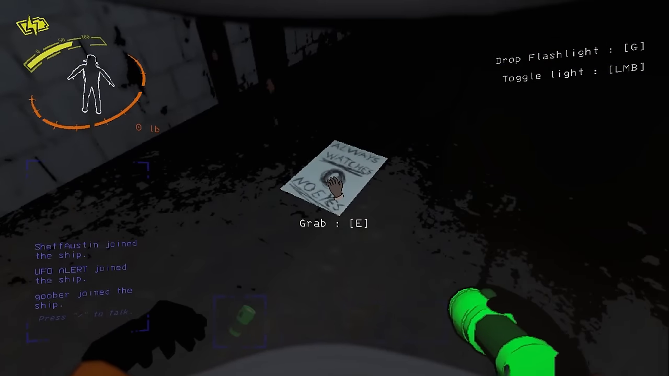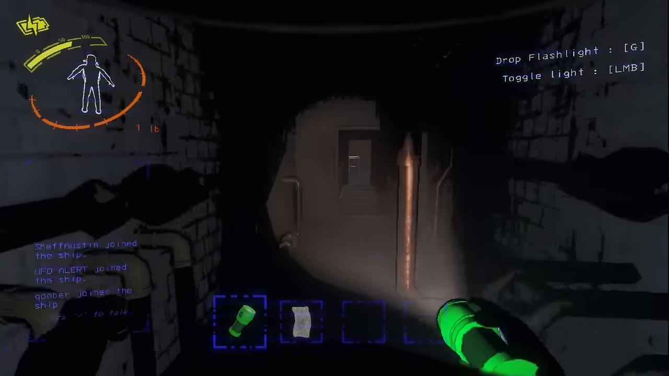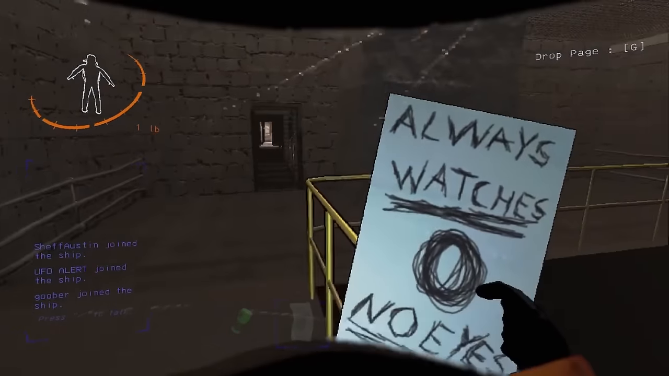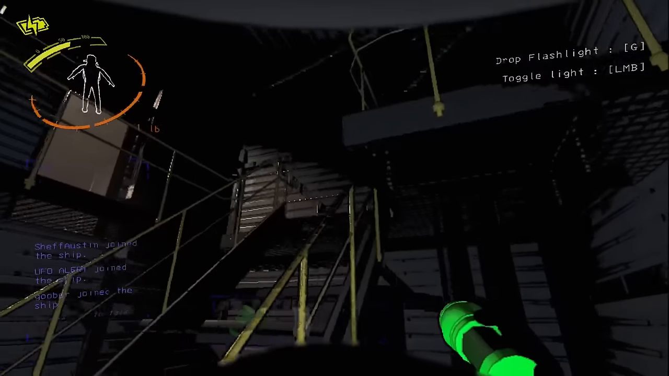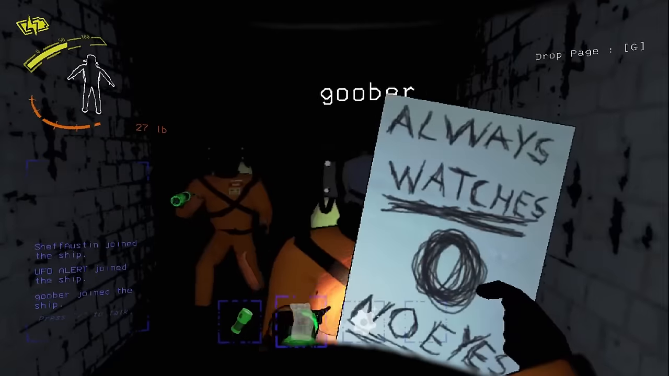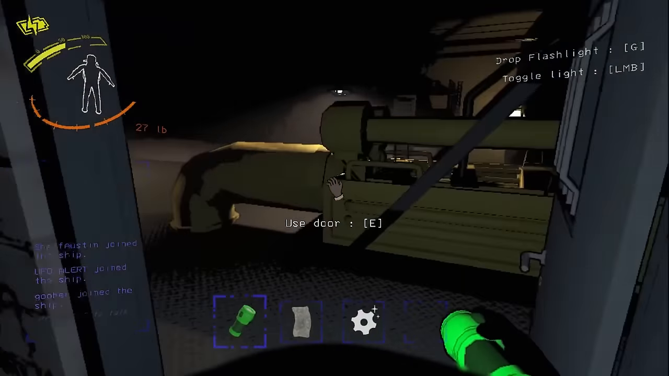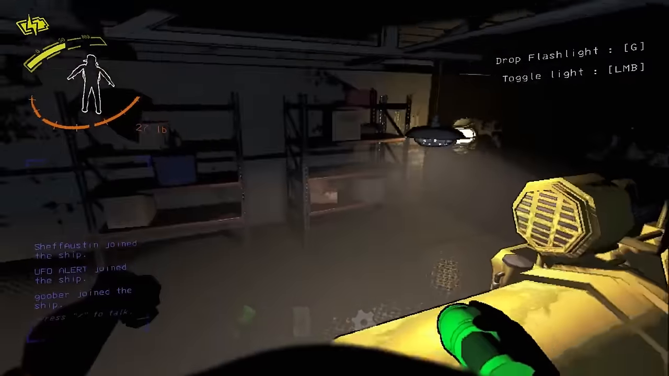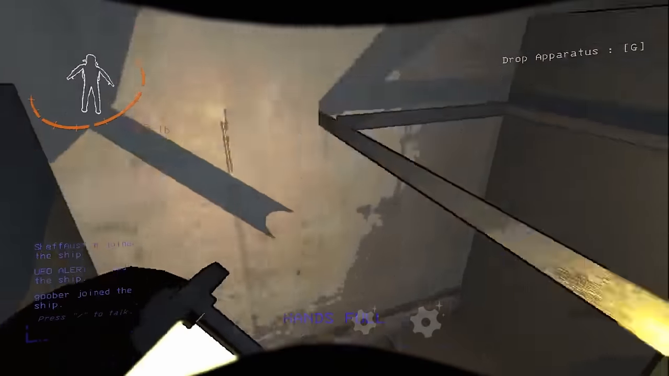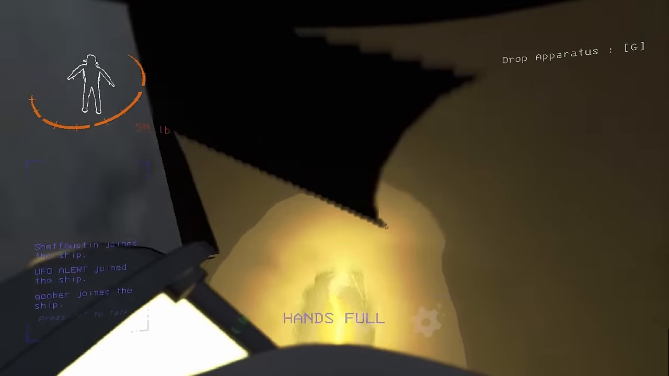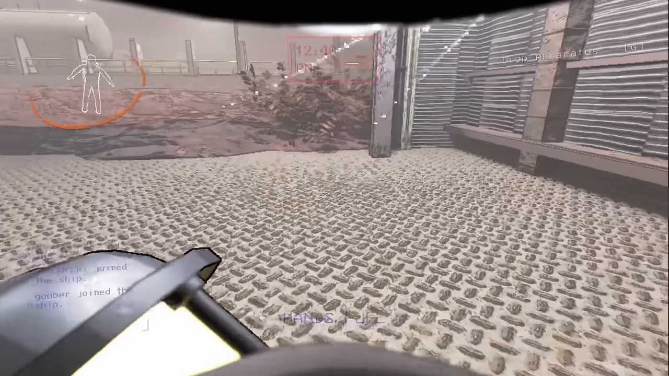Oh, hey, I got a Slender page. Always watches, no eyes. I wonder if this is worth anything. Okay, well that's worth something at least. I have a Slender page. You have a Slender page? Oh, wait a second. We have to find 8 or 9 pages. 8 or 9 pages? Yep, right.